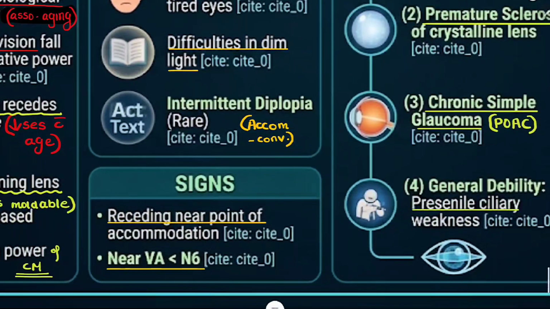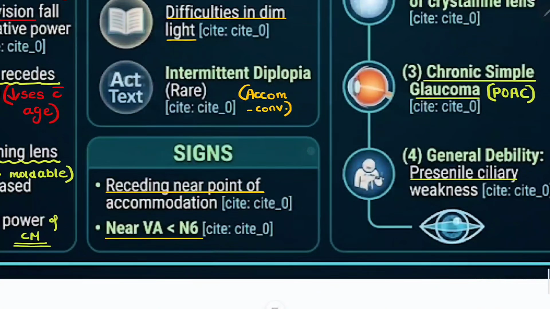Now coming to the signs, we can see that the near point will recede. So there will be receding of the near point of accommodation, and when we give them near vision chart, the near vision acuity will be less than N6. Okay, those are the signs.